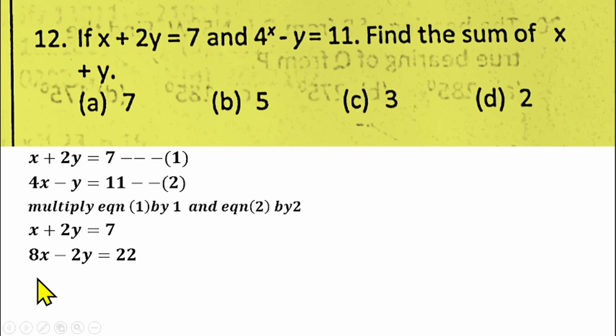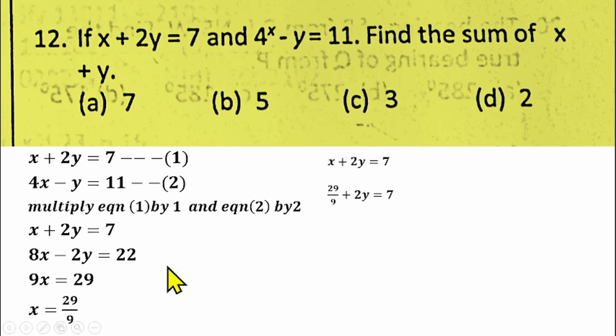So x plus 8x will give us 9x. The y terms will give us 0. 7 plus 22 will give us 29. Divide both sides by 9. x will be equal to 29 over 9. Then from equation 1, you can find the value of y.